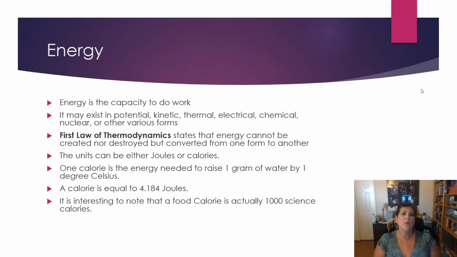Now it's interesting to note, a food calorie, like on food packages, is actually 1,000 calories. So I'm going to distinguish these by saying food calorie with a capital C, and then a science calorie is a little c. So a food calorie actually needs to be multiplied by 1,000 to be in calories. So in other words, your Snickers bar at 254 calories is really 254,000 calories. See, they didn't want to write that on the wrapper, so they divide everything by 1,000.